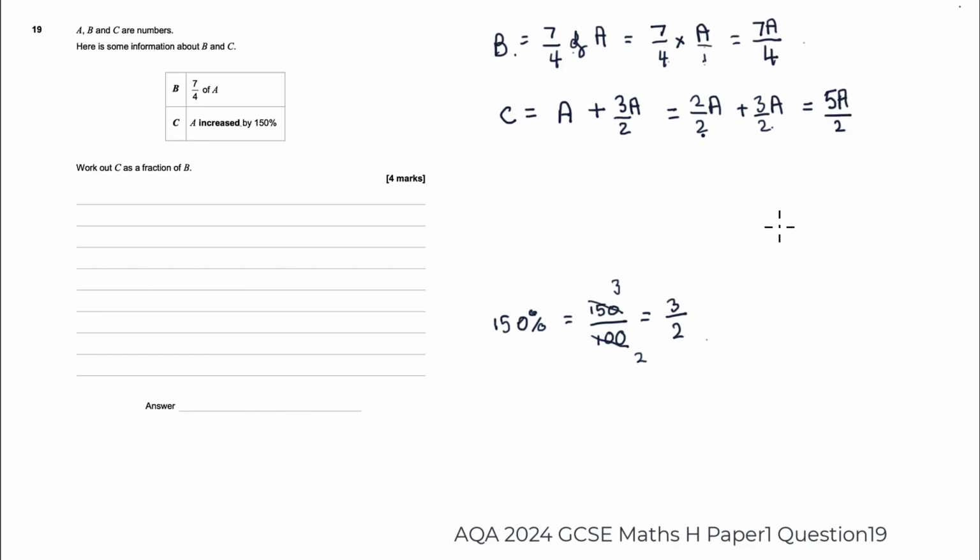So there's the 2 values, and we have to write C as a fraction of B. 2 as a fraction of 4 would be 1/2. So C as a fraction of B, C goes on top, B goes underneath. We know that C is 5A over 2. We know that B is 7A over 4.